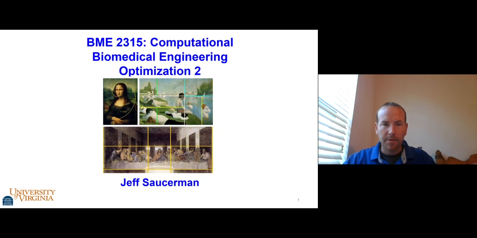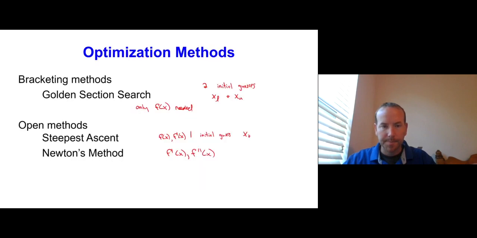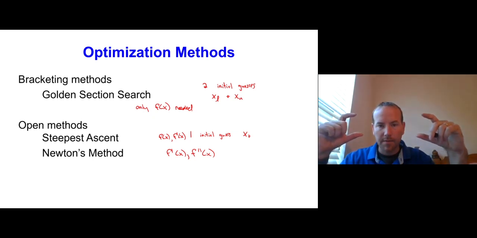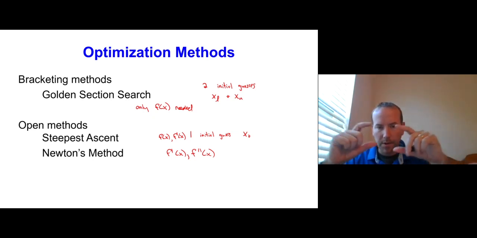Back to BME 2315. Today we'll be talking about the next section of our course called optimization. As we discussed last time, there are several methods available for optimization. The bracketing method that we talked about was called the golden section search, and the basic idea is that you had a lower guess and an upper guess, and it could gradually but slowly converge on a single maximum of that function.